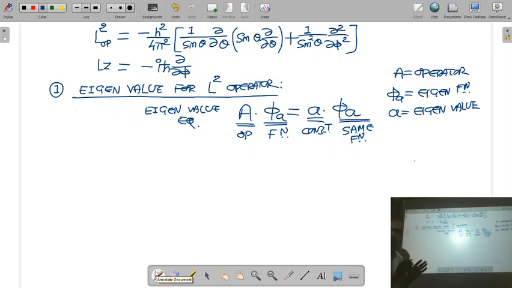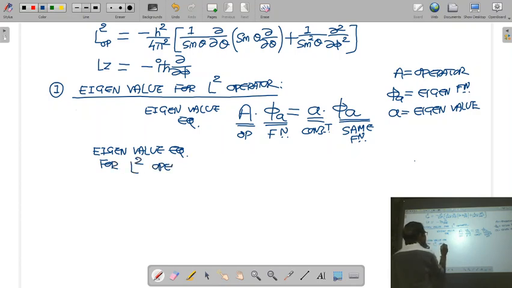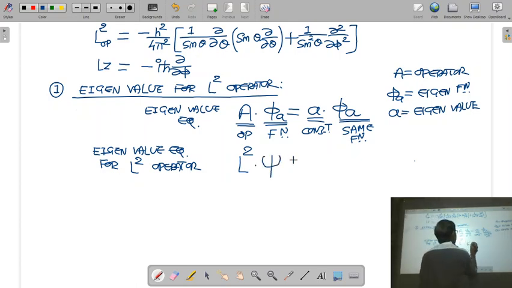Okay, now we want to write the same equation for L square operator. So now we write the eigenvalue equation for L square operator. Instead of operator A, I take L square operator. I operate this L square operator on function psi, which is a function of theta and phi.